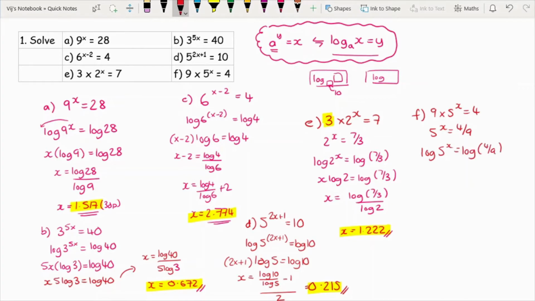Now, when you're working through this, feel free to jump stages, but just be careful of not making any silly mistakes while you do. I'm just taking my time so you can clearly see what I'm actually doing at each stage. So then taking the log 5 over to the side, so I get x as the subject, well 4 over 9 over log 5, which leaves me with a final answer of minus 0.504. So as you can see, you can get negative numbers in these questions.